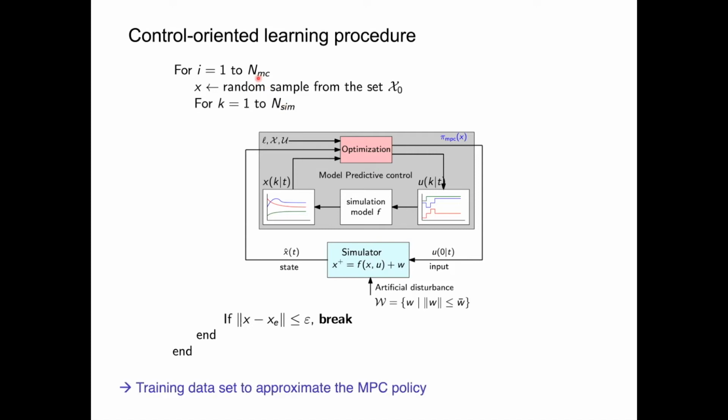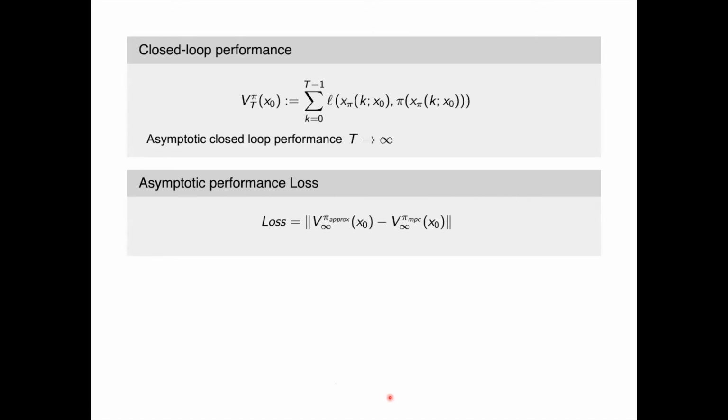Once the training dataset is generated, we can then approximate our MPC policy by minimizing some loss function. However, as mentioned, the approximate policy may still have some performance losses due to the approximation error. A meaningful performance measure for any control policy pi is the cost along the closed loop trajectory given by this expression here, and the asymptotic closed loop performance is evaluated for when time goes to infinity. The asymptotic performance loss stemming from the approximation error can then be stated as the difference between the closed loop performance under the approximate policy and the MPC policy.